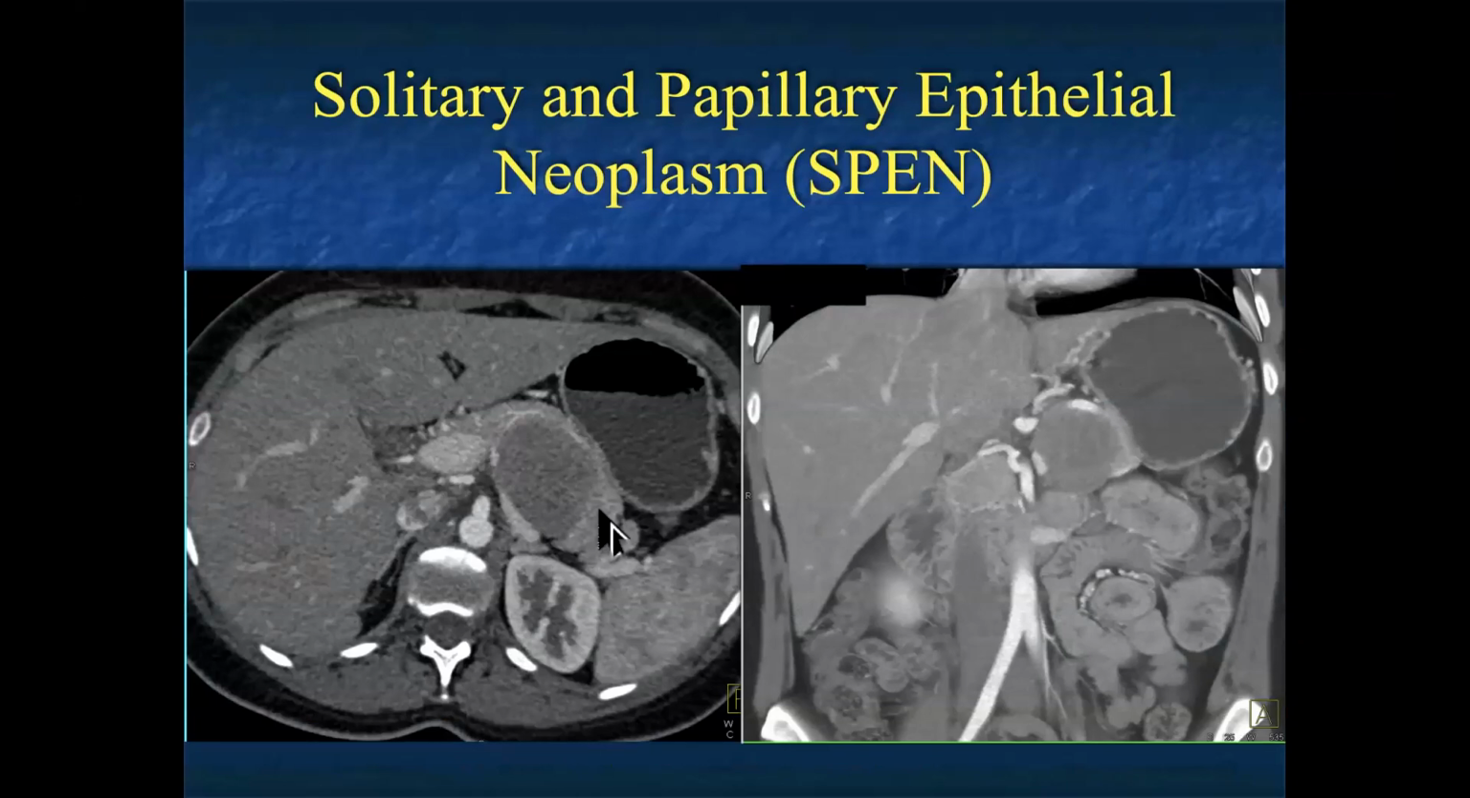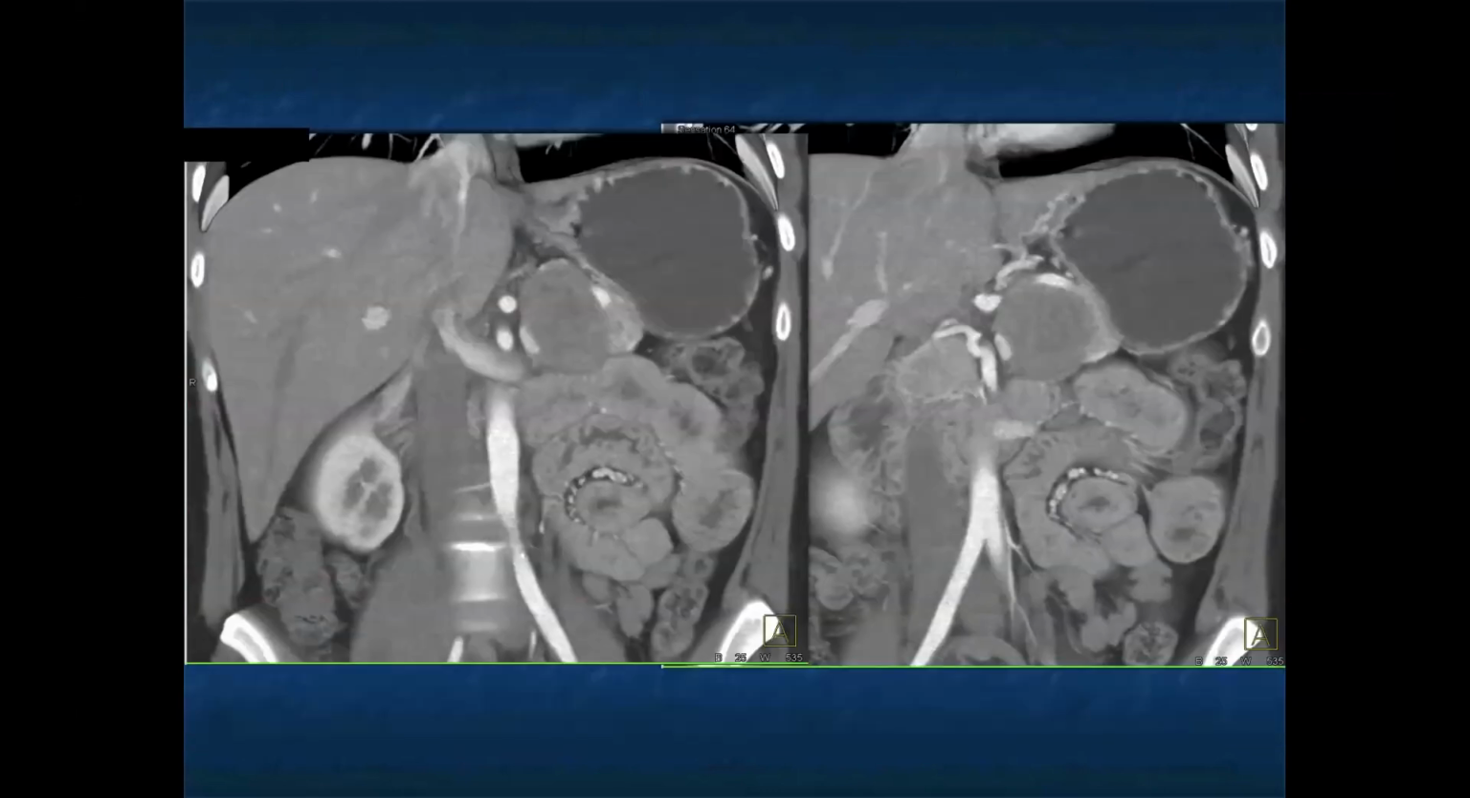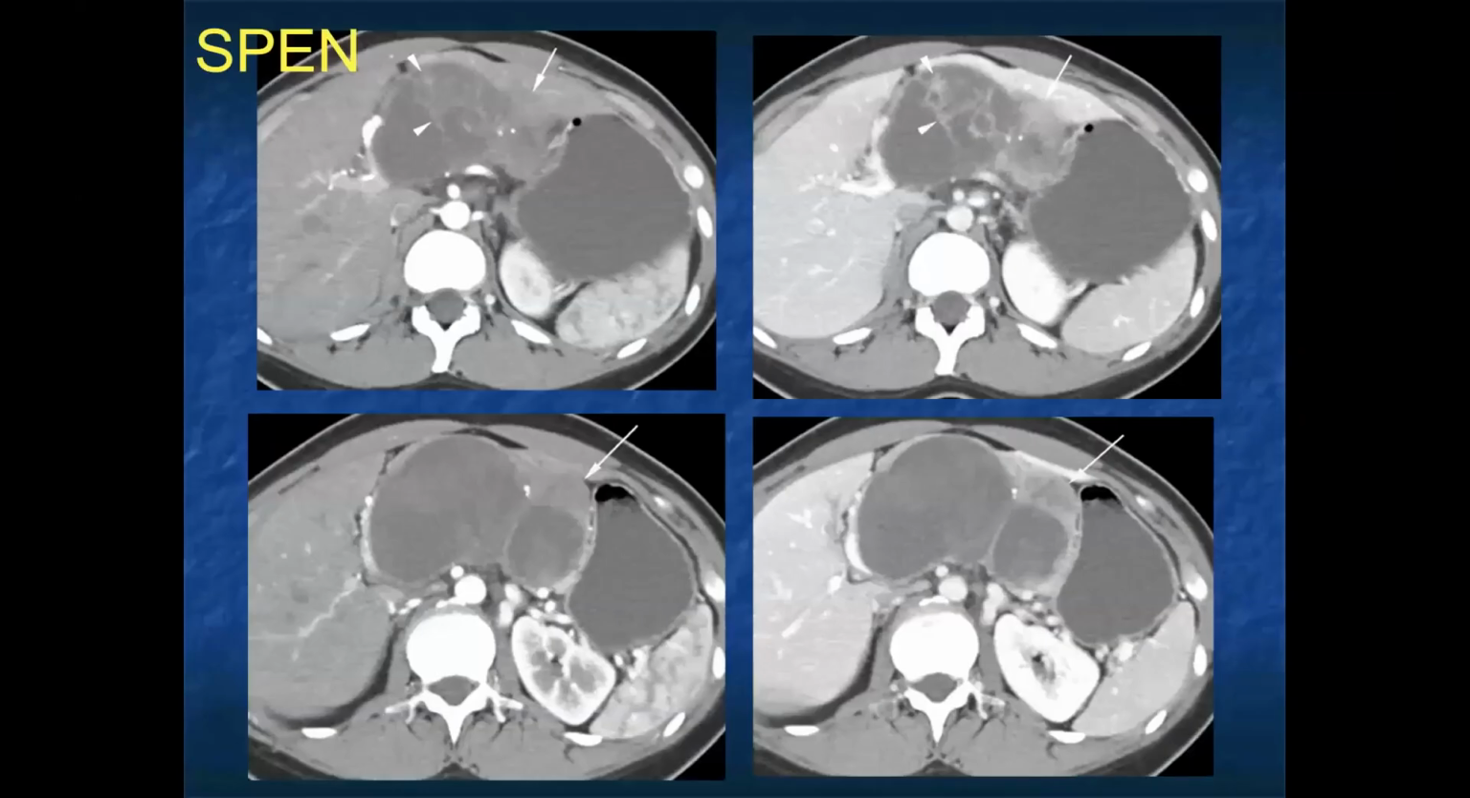There's a solid mass here. I can go through a large differential. Again, the patient was young. This was going to be resected regardless of the patient's age, but this was a SPEN tumor. One thing with SPEN tumors, it's rare to see duct dilatation, and here's just a few more images.